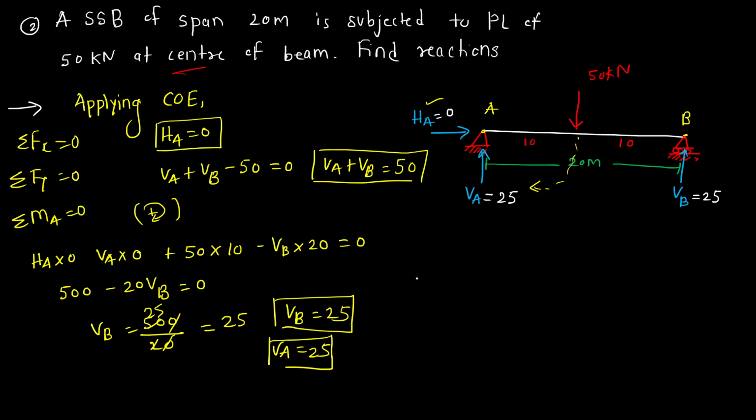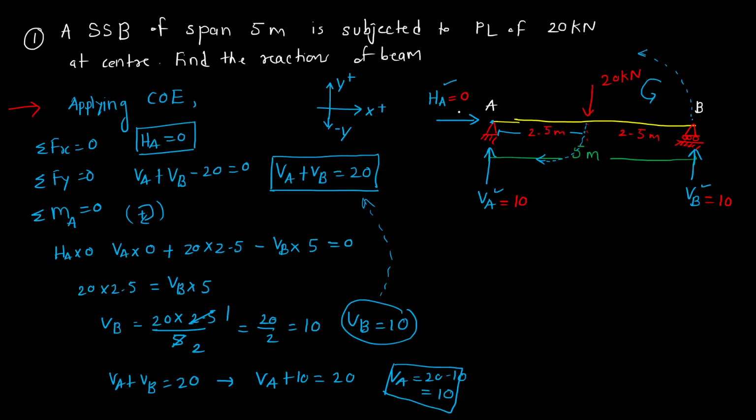Now just pay attention here. For a simply supported beam subjected to a point load at center, there are two things which you have to see here. The first thing that you have to observe is that the value of HA is coming as 0. If you see this problem also, HA is 0. In this problem also, HA is 0.